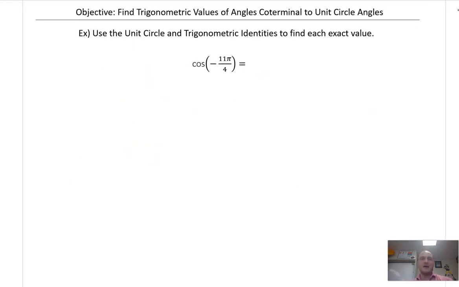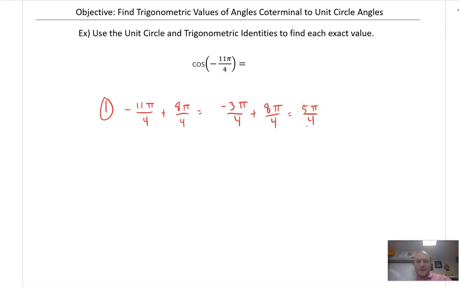Okay, I have cosine of negative 11 pi over 4. So what I'm going to do is add 8 pi over 4, right? That's essentially 2 pi. And that gives me negative 3 pi over 4. Hey, I'm still not in the first revolution, so I'm going to add another 2 pi, which is 8 pi over 4, and I get 5 pi over 4.